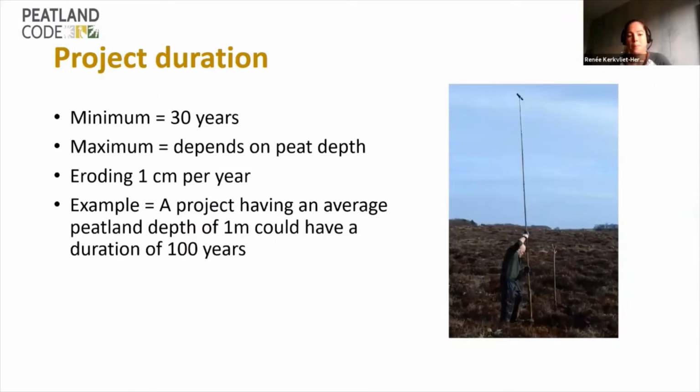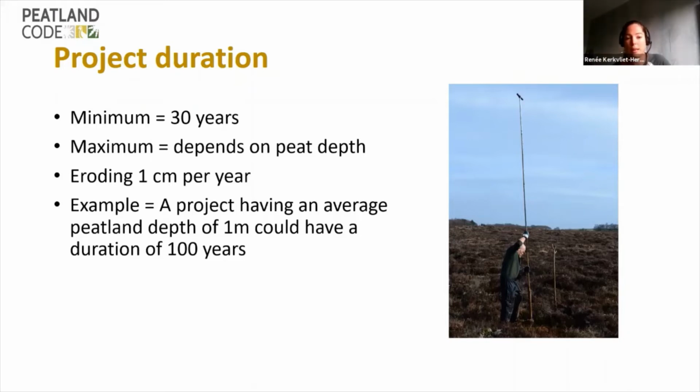The minimum project duration for a Peatland Code project is 30 years. And the maximum depends on your peat depth and obviously on how long you want it. As a really broad rule of thumb, we're saying that you lose about 1 centimeter of peat depth a year in an eroding peatland. So if you, for example, have a meter of peat, after 100 years, you would not have any peat left. That would be completely eroded and gone.